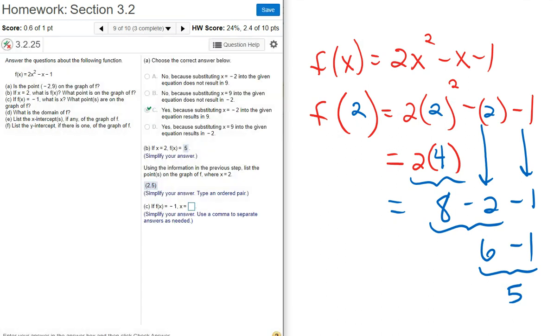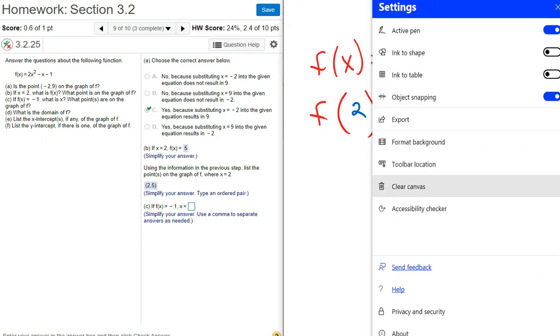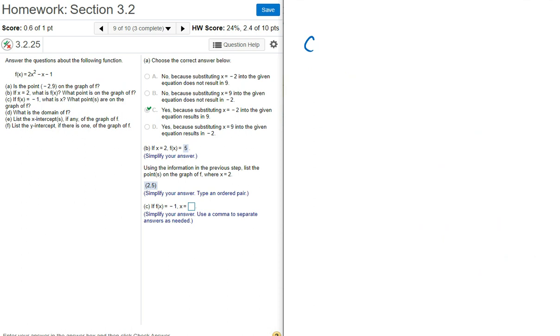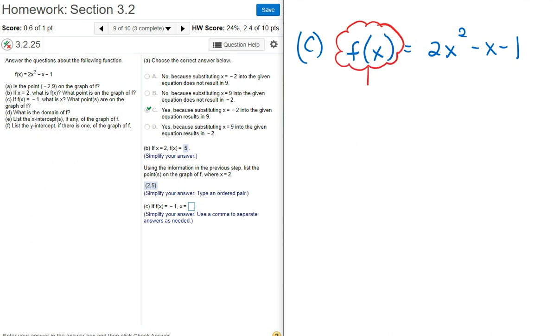There you go. And then part C, so let me clear my screen again over here. C says, if f of x equals negative 1, then what does x equal? Okay, so f of x equals 2x squared minus x minus 1. And they said if f of x equals negative 1. So you're going to stick your negative 1 where f of x is this time.